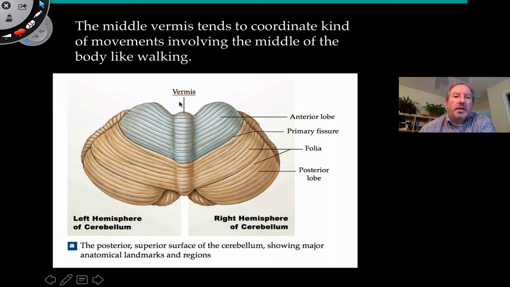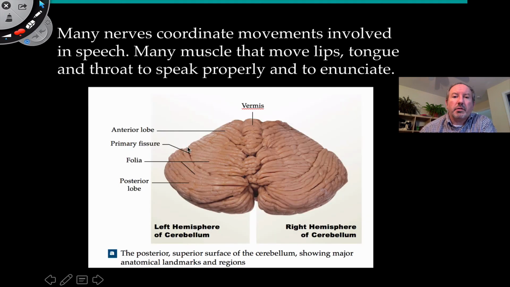Okay, and again, not getting too detailed with this, the vermis tends to be involved in coordinating movements that are sort of medial, in other words, in the midline of the body. Like for example, in the legs, the medial area of the legs having to do with walking, right in this particular area. And I should also point out that the cerebellum helps to coordinate not just the arms that I was referring to before, but all kinds of movements.